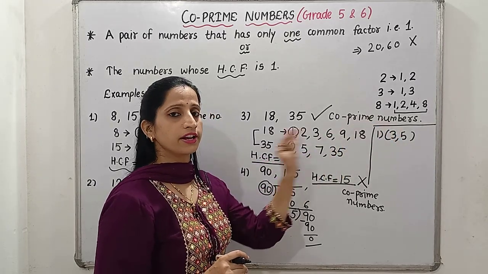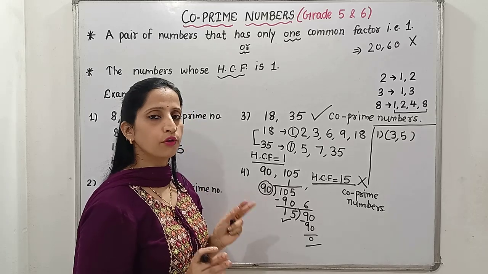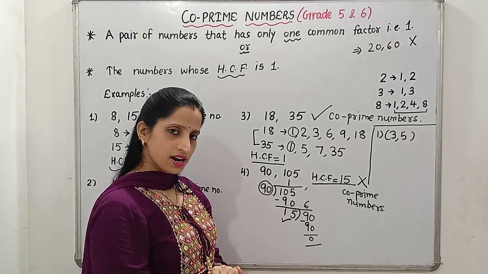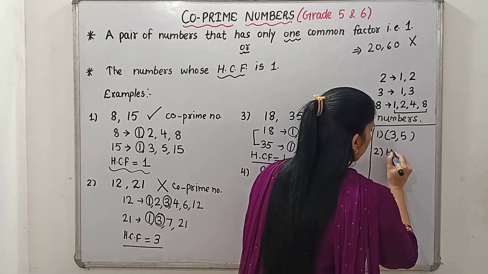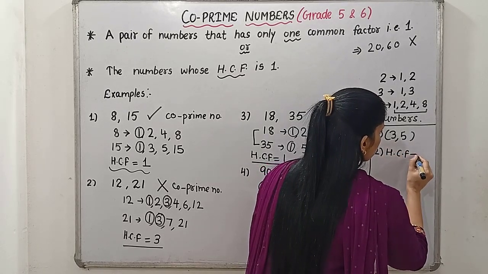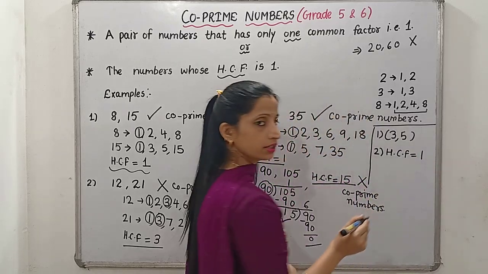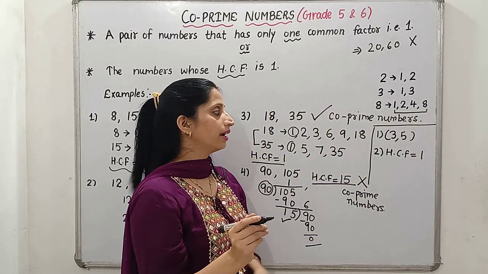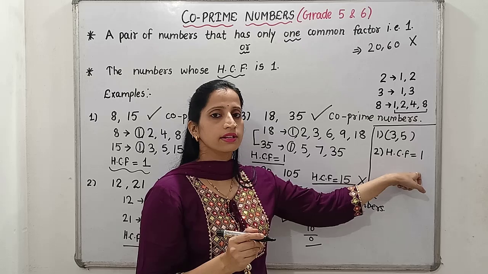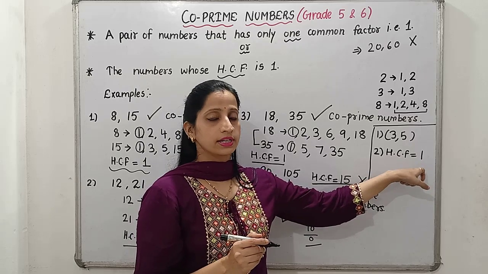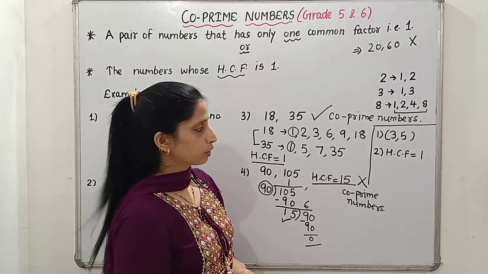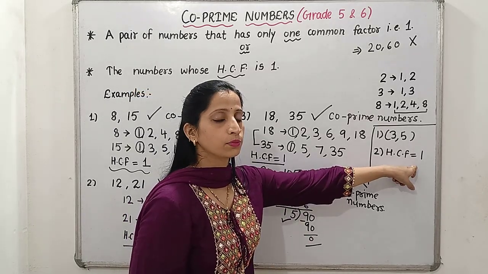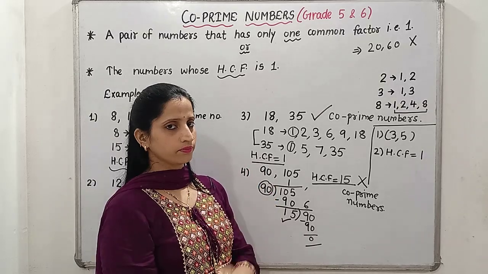This is the first and the most important property of co-prime numbers. Understood? The second is, if the HCF of two numbers is given as 1, then you can directly write that the given pair is a pair of co-prime numbers. Because you know when the HCF is 1, that means they have only one common factor.